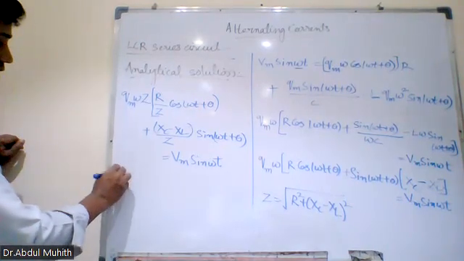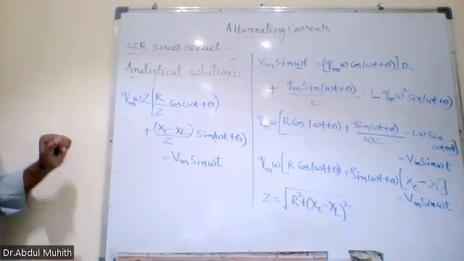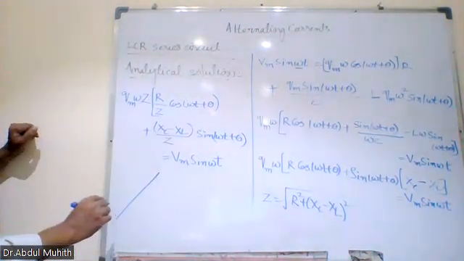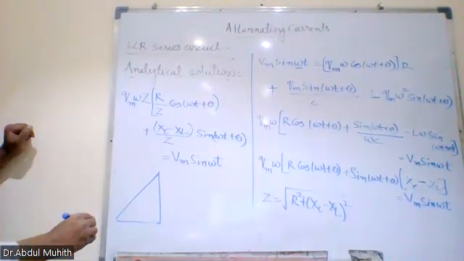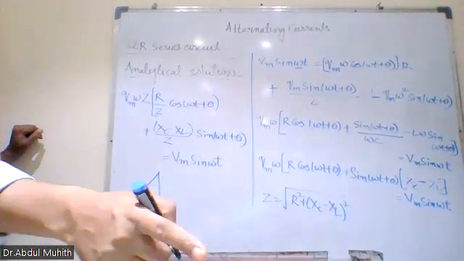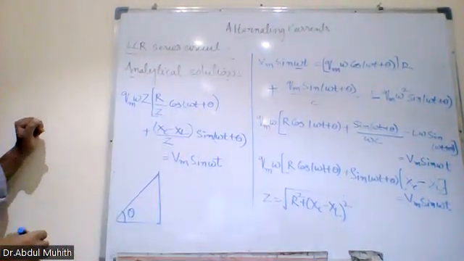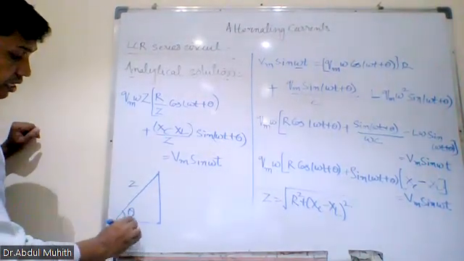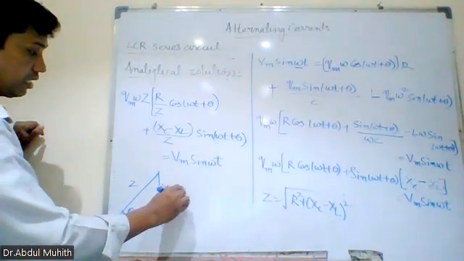Now what is R by Z? See, we'll go back to the triangle. This is the triangle, what we discussed. So this is theta. Theta, and this is Z, and this is R, and this is XC minus XL.